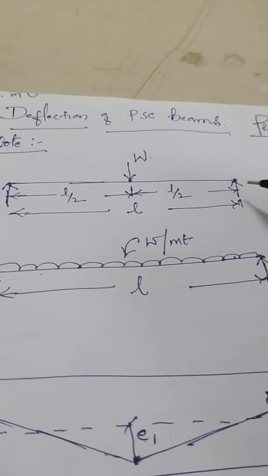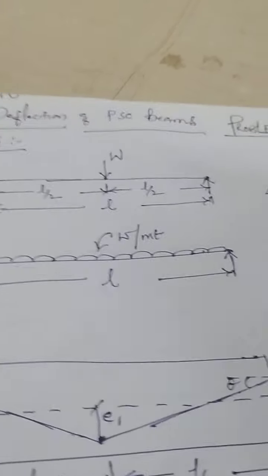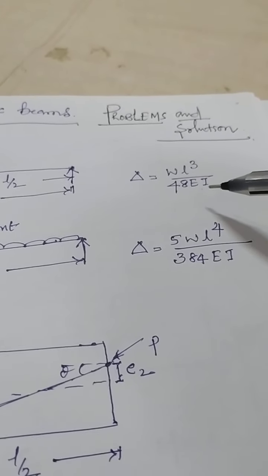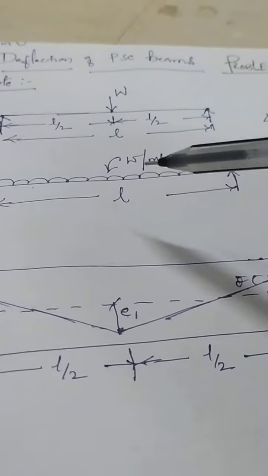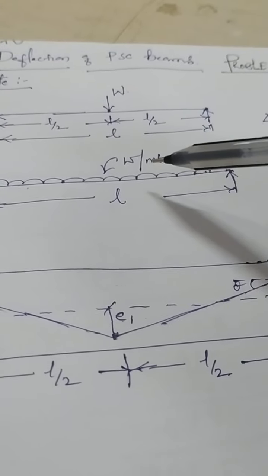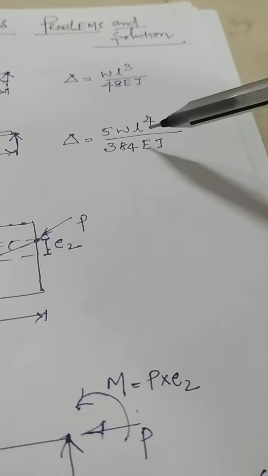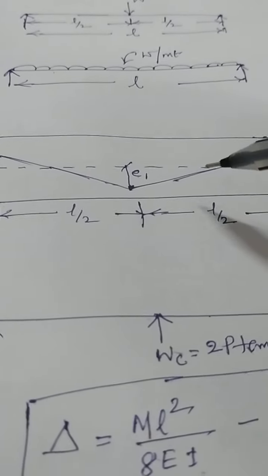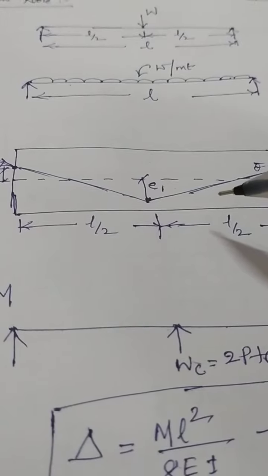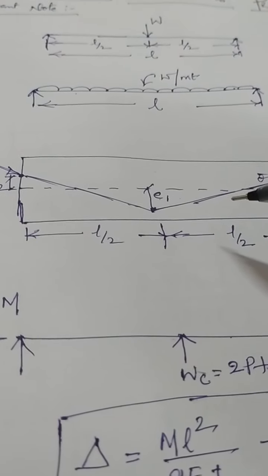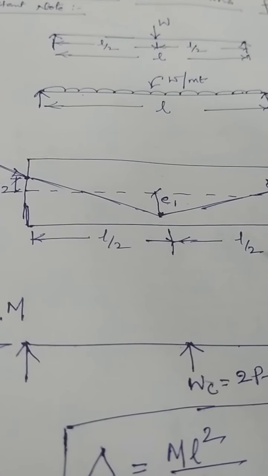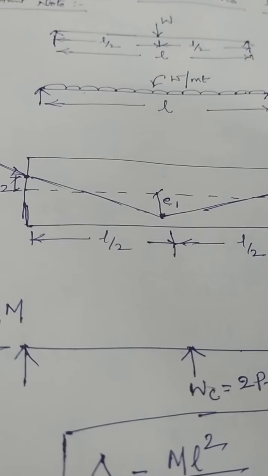A simply supported beam carrying a central concentrated load. The formula is WL cube divided by 48EI. A simply supported beam carrying UDL, 5WL raised to 4 divided by 384EI. And pre-stressing force will create a deflection. And there are different cable profiles. I will discuss.